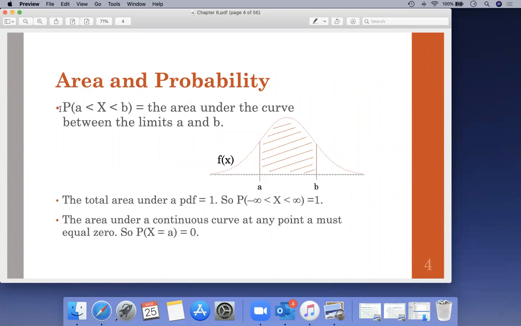Then what is this? Probability of getting x values between a and b.